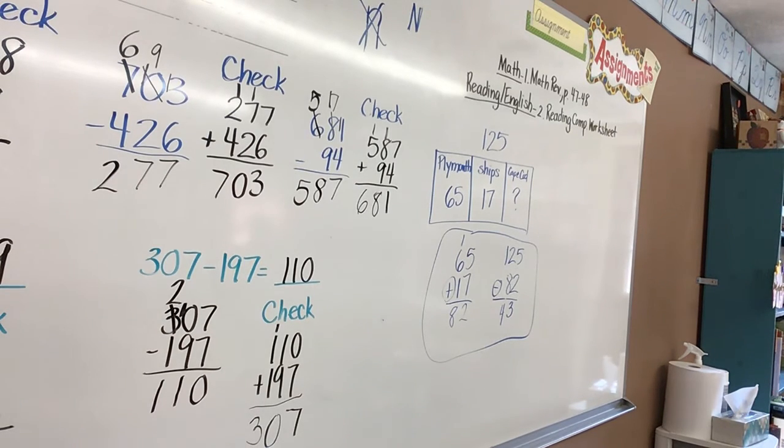Almost. 12 minus 7 is? 5. And 8 minus 3 is? 5. All right? And now you're going to check it by putting 558 and add back. Say it.